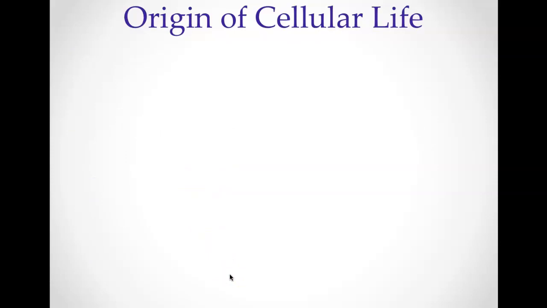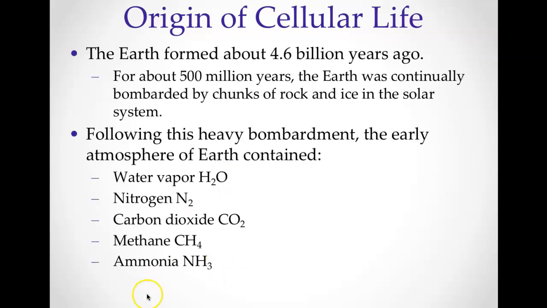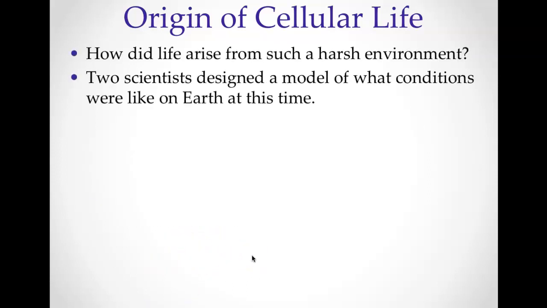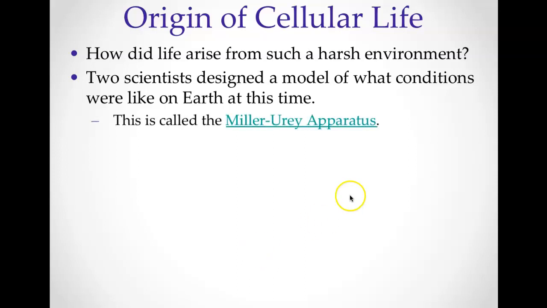And those are some harsh chemicals. I mean, ammonia and methane, oh my gosh, those are pretty harsh. So how did life arise from such a harsh environment? Two scientists designed a model of what the conditions of Earth were like at this time, and their names were Miller and Urey. Those were their last names.